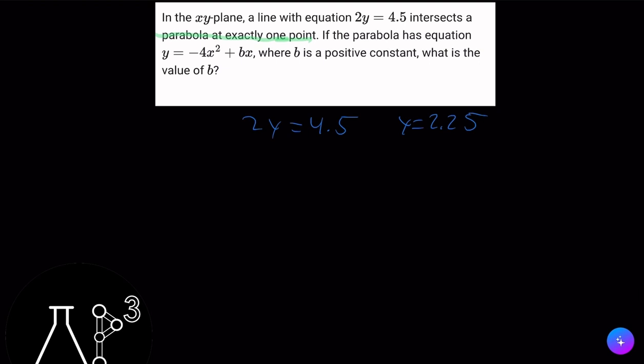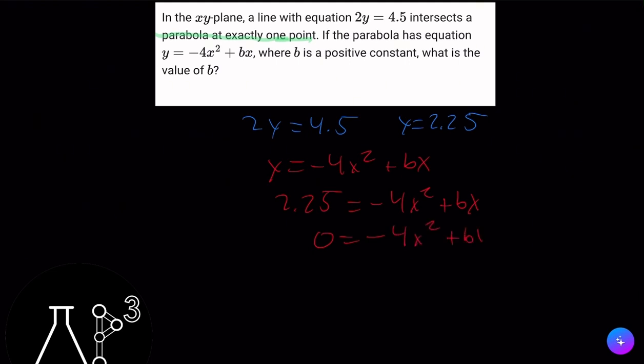And then we have the second equation, y equals negative 4x squared plus bx. So let's plug y into the second equation. I get 2.25 equals negative 4x squared plus bx. If we move 2.25 to the right side, we get our quadratic equation, 0 equals negative 4x squared plus bx minus 2.25. In order to figure out when the parabola intersects at one point, we have to use the discriminant formula, or discriminant rule, sorry, which is b squared minus 4ac.